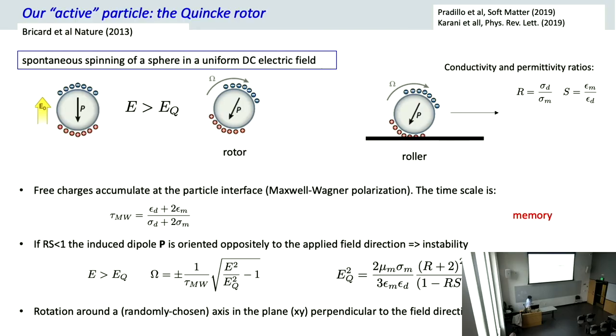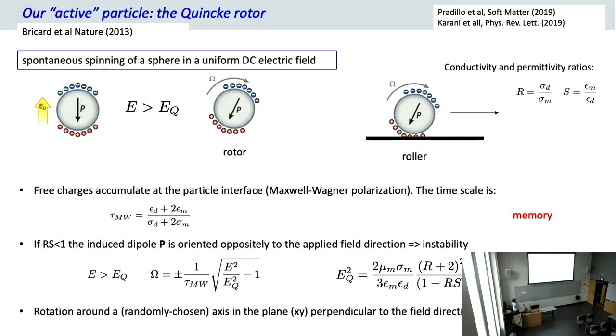So what is a Quincke Rotor? Well, as the name suggests, some guy Quincke, shortly before the 1900s, so 130 years ago, noticed that a dielectric particle, when exposed to a uniform electric field, spontaneously started spinning above a threshold electric field. There was a symmetry breaking, which took the particle from being still to spinning. So what do we mean by symmetry breaking?